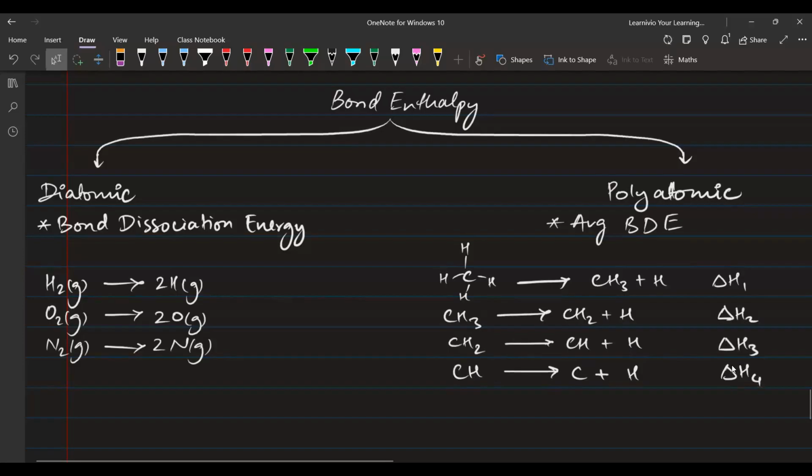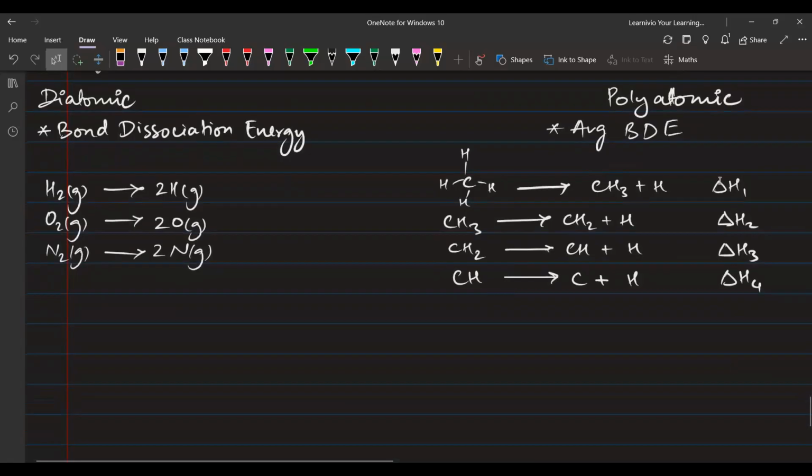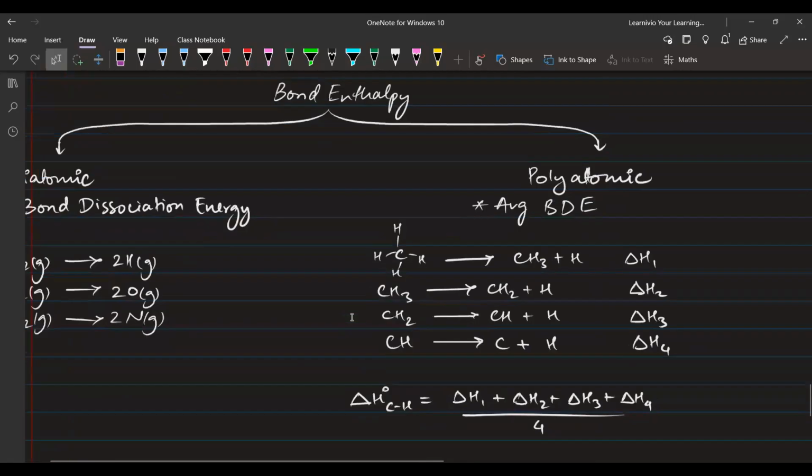Now all of these are breaking one type of bond, that is the C-H bond. So which should we take as the bond enthalpy or the bond dissociation enthalpy? So we take the average. So the enthalpy of breaking of the C-H bond will be equal to delta H1 plus delta H2 plus delta H3 plus delta H4 divided by 4. So this is how we calculate the bond dissociation energy for polyatomics. Please copy this down, raise your hand once you are done.